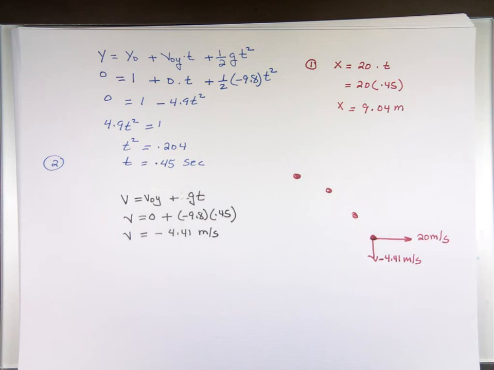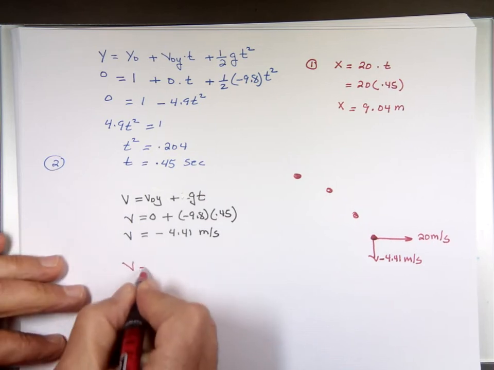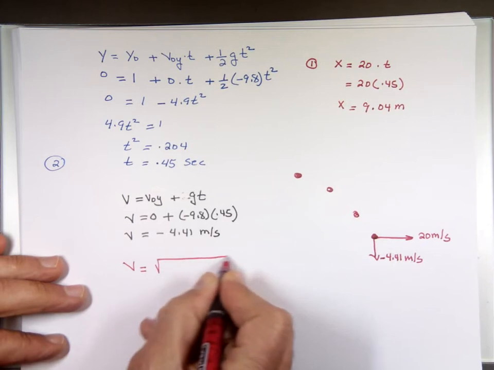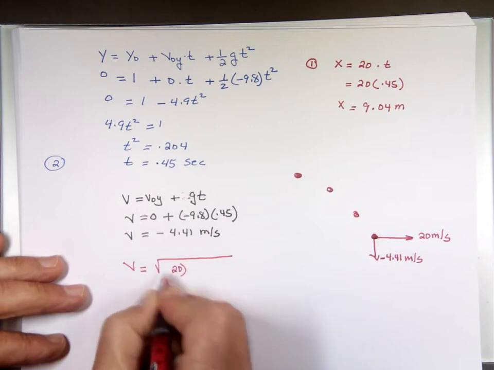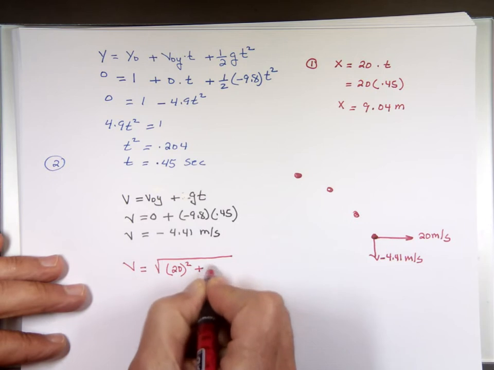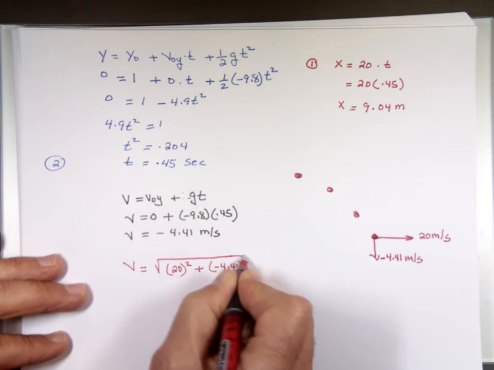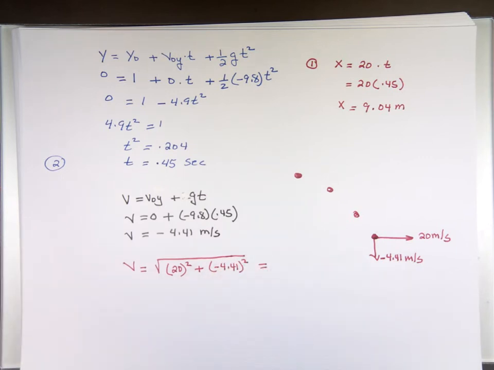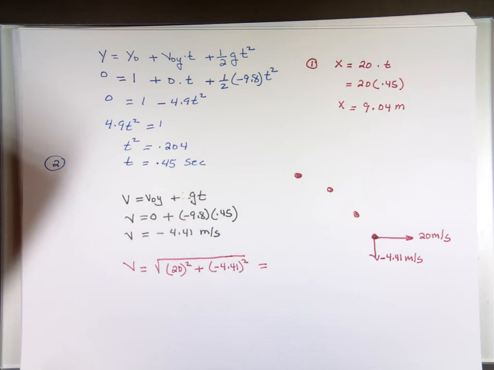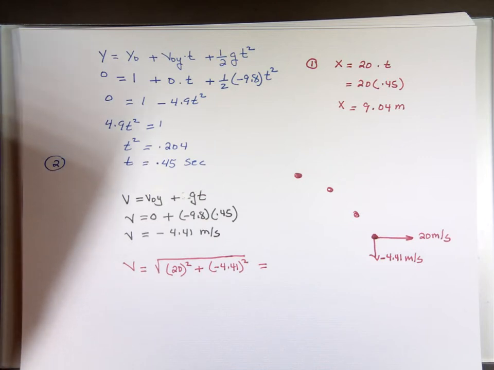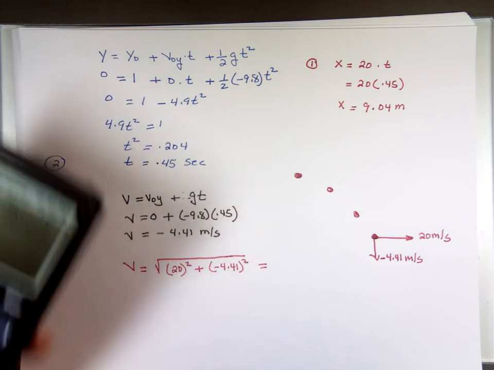So what is my velocity going to be? It's the square root of the x value squared plus the y value squared. Because they didn't tell you which direction. They say, what's the final velocity? So they don't want it in x, they don't want it in y, they want the final number. And I got 20.48.